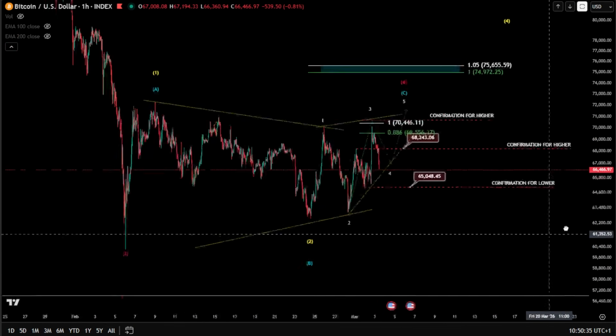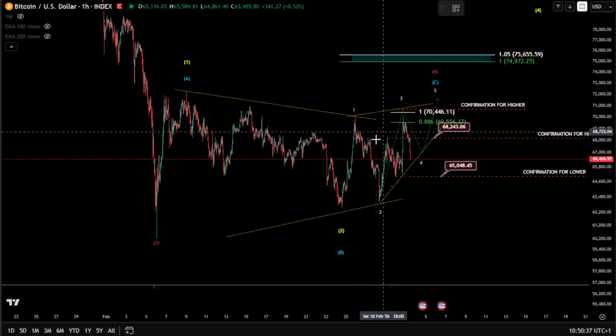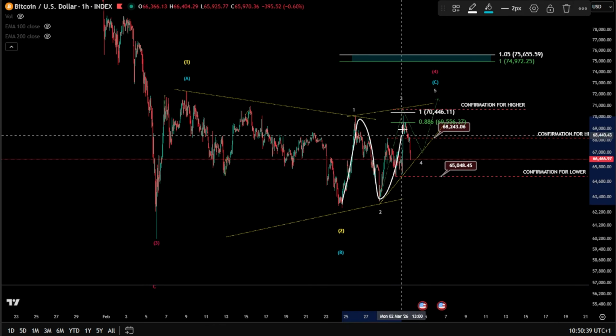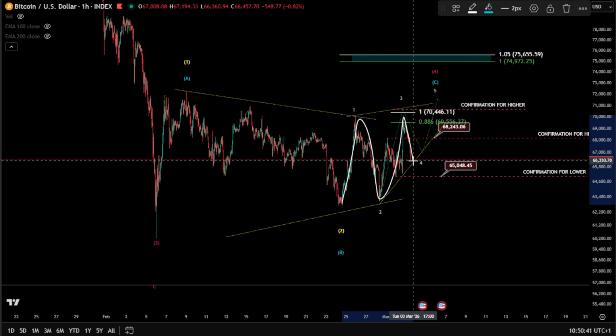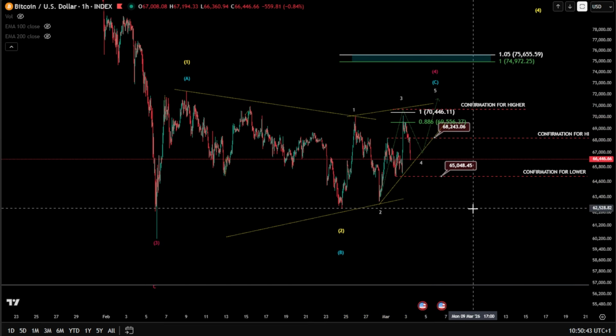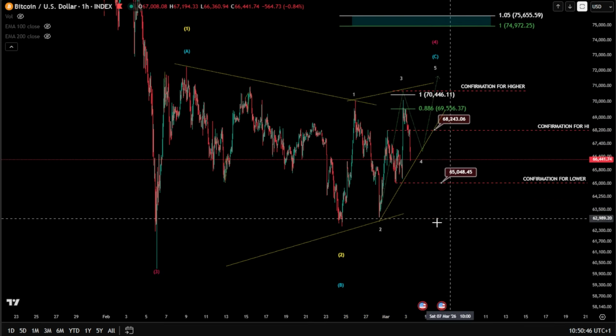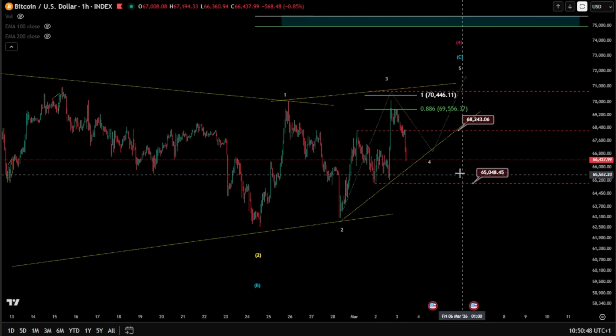This wave C, I'm following it since yesterday. If you have seen here a 1-2, we saw a wave 3, a wave 4 currently unfolding, and a wave 5 still, of course, expected. Now the wave 4 is very, very deep.